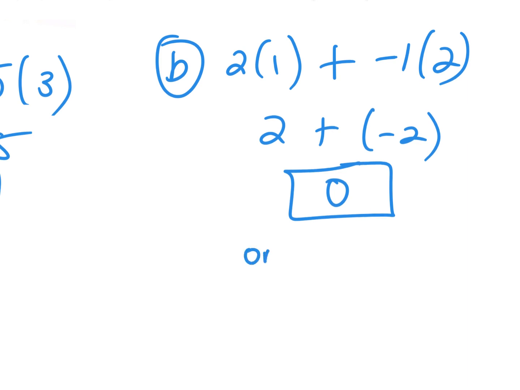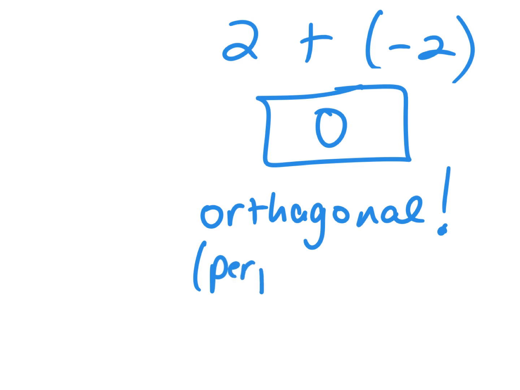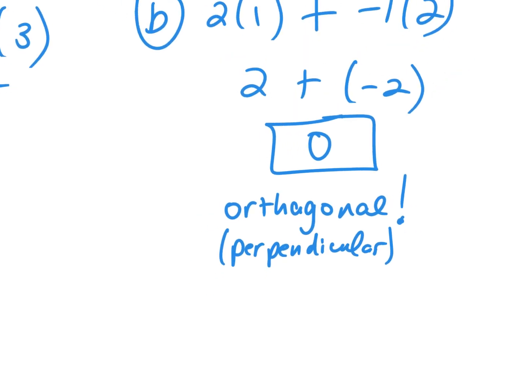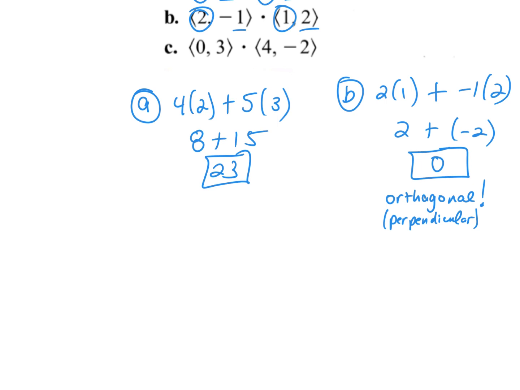Yes, write this word down: orthogonal. You want to know what it means? Orthogonal in physics is the same way as saying perpendicular. We'll talk about this a little more in a minute. But when the dot product of two vectors is 0, it means if you were to draw them, they would meet at a 90-degree angle. If it's perpendicular, yep.